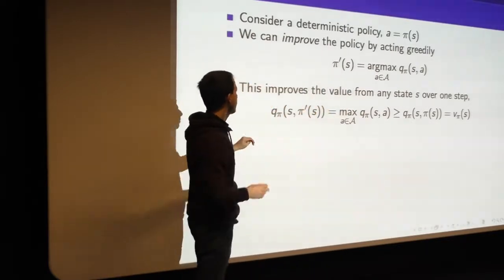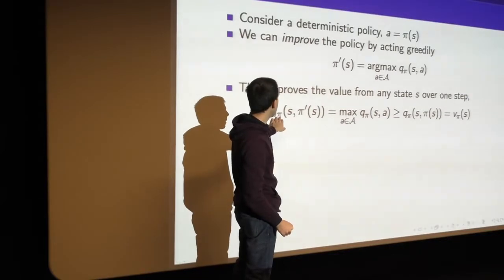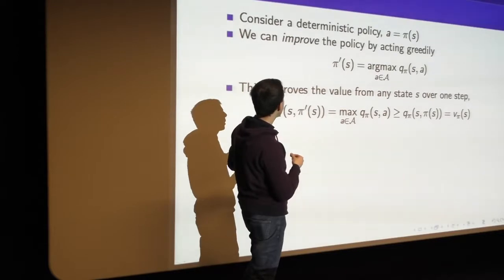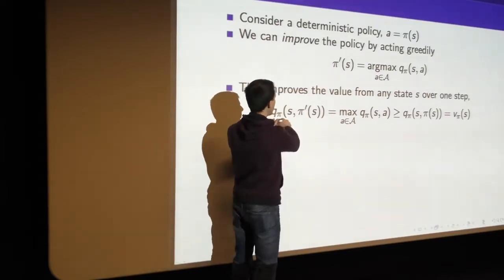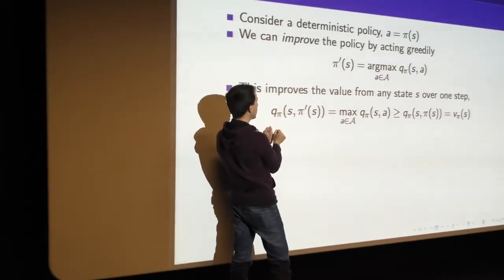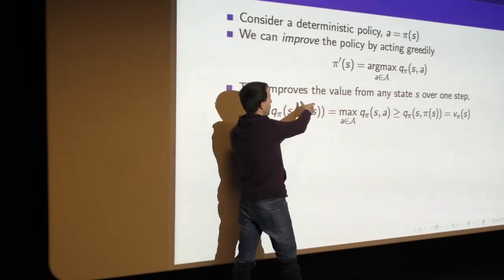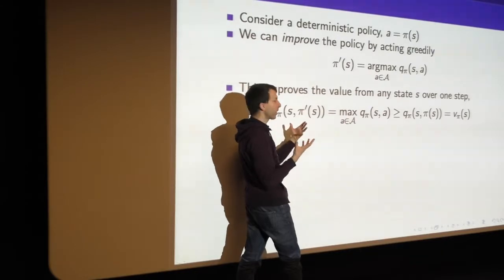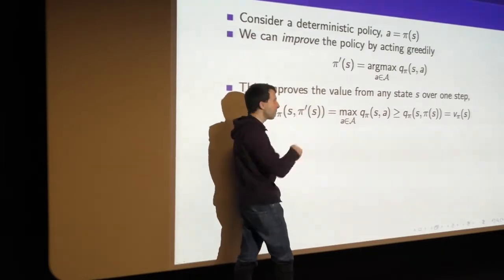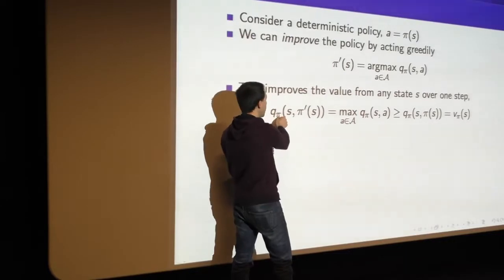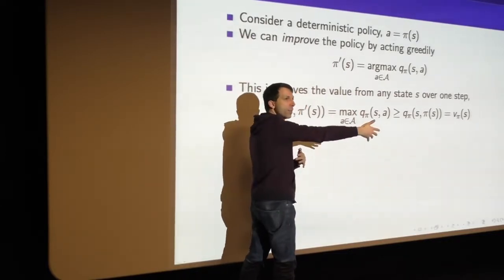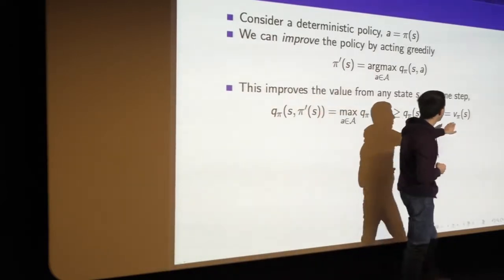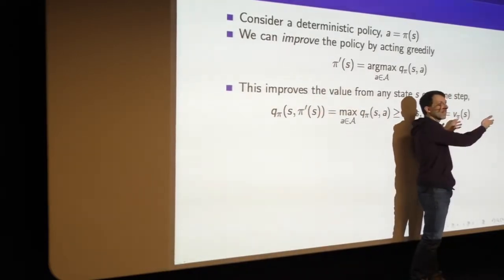And the answer is yes, and the reason is, if we start off with our action value here, what we want to show is this: if we were to take our new policy, pi prime, our greedy policy, and follow it for one step, and then follow pi forever afterwards, does that get more or less value than just following our policy all the way from that state?